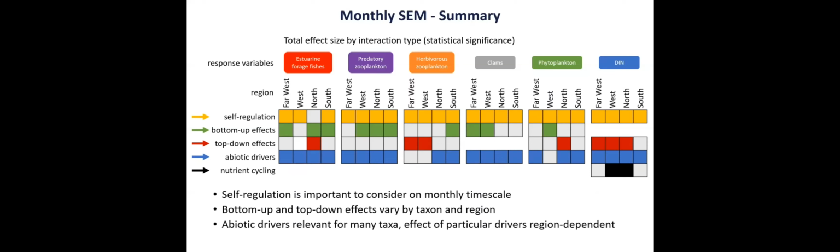So for instance, for herbivorous zooplankton, top-down effects appear to be more prevalent in the outer estuary, but bottom-up effects more prevalent in the inner estuary. Also, we saw top-down effects of chlorophyll on nutrients, but less evidence for bottom-up effects of nutrients on chlorophyll. Also, abiotic drivers are important for many species, although the effect of any particular driver varies by region and taxon.